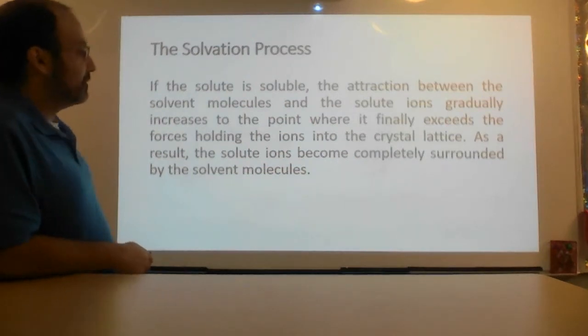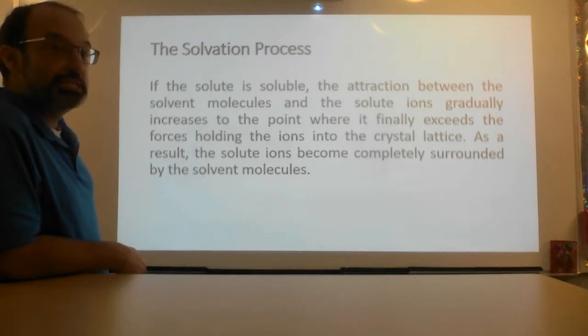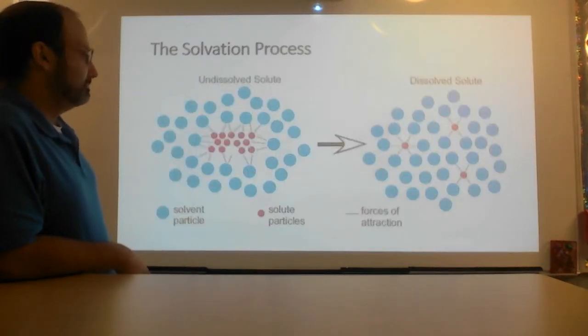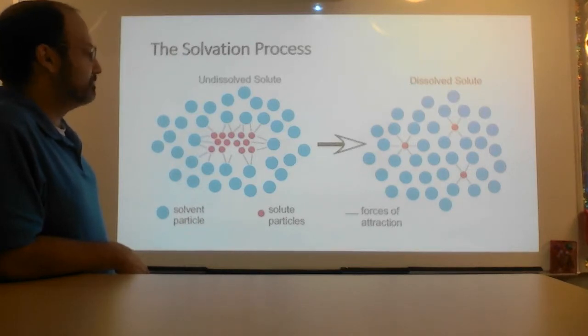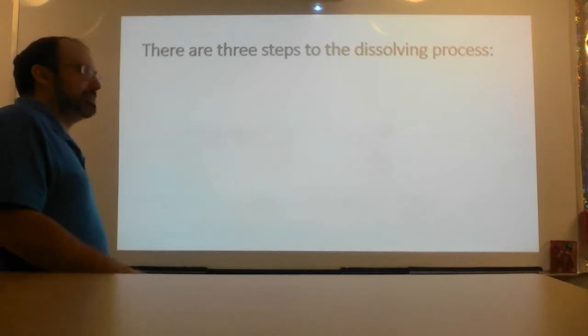As a result, the solute ions become completely surrounded by the solvent molecules. They disappear, they dissolve. So, something like that. And again, it always requires multiple bonds, more connections. So there are 3 steps to the dissolving process for ions.